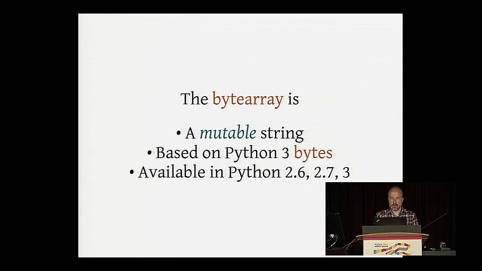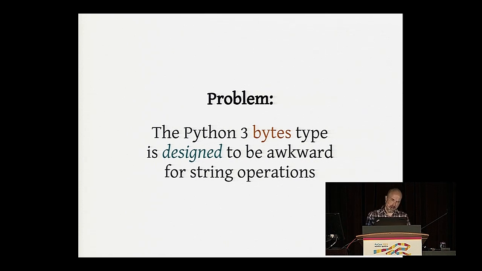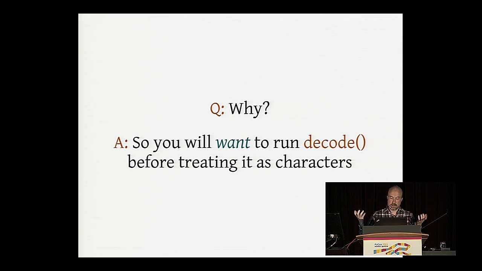A Bytearray is a mutable string that is based, this is interesting, on Python 3's bytes string, not the old str string from Python 2. And that's an interesting problem, because honestly, the Python 3 bytes type is designed to be awkward for string operations. Why? So you will want to be a good person and run decode before treating your data as characters. And this has led to Python 3 programmers tending to write code that is from the ground up prepared for internationalization in different alphabets because they think about the issue of decoding on the way in and encoding on the way back out because they have to. But we'll see it leads to some interesting behaviors. Just professionally, always beware of using string types that wish you weren't using them.